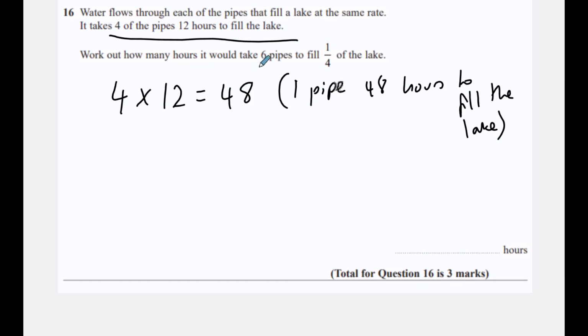How long would it take 6 pipes to fill a quarter of the lake? So if we've only got to fill a quarter of the lake, it takes one pipe 48 hours to fill the whole lake. A quarter of the lake takes a quarter of the time. So a quarter of 48, 48 divided by 4, is 12. So it takes one pipe 12 hours to fill a quarter of the lake.